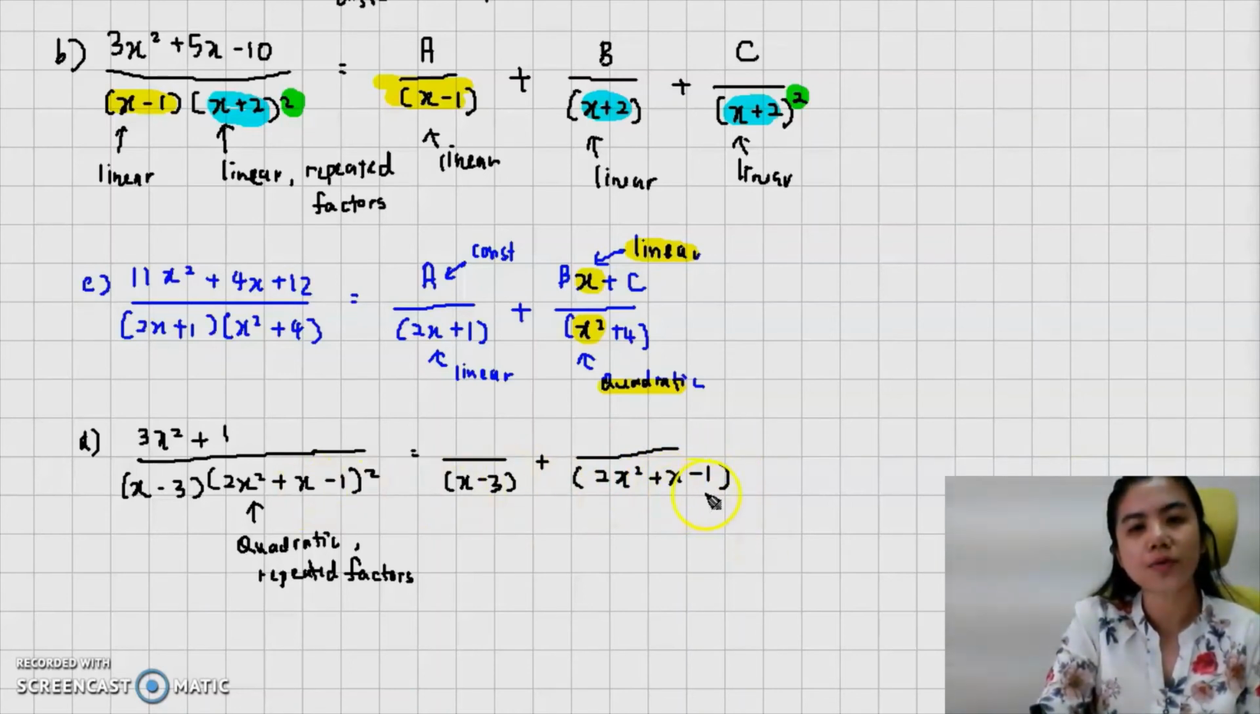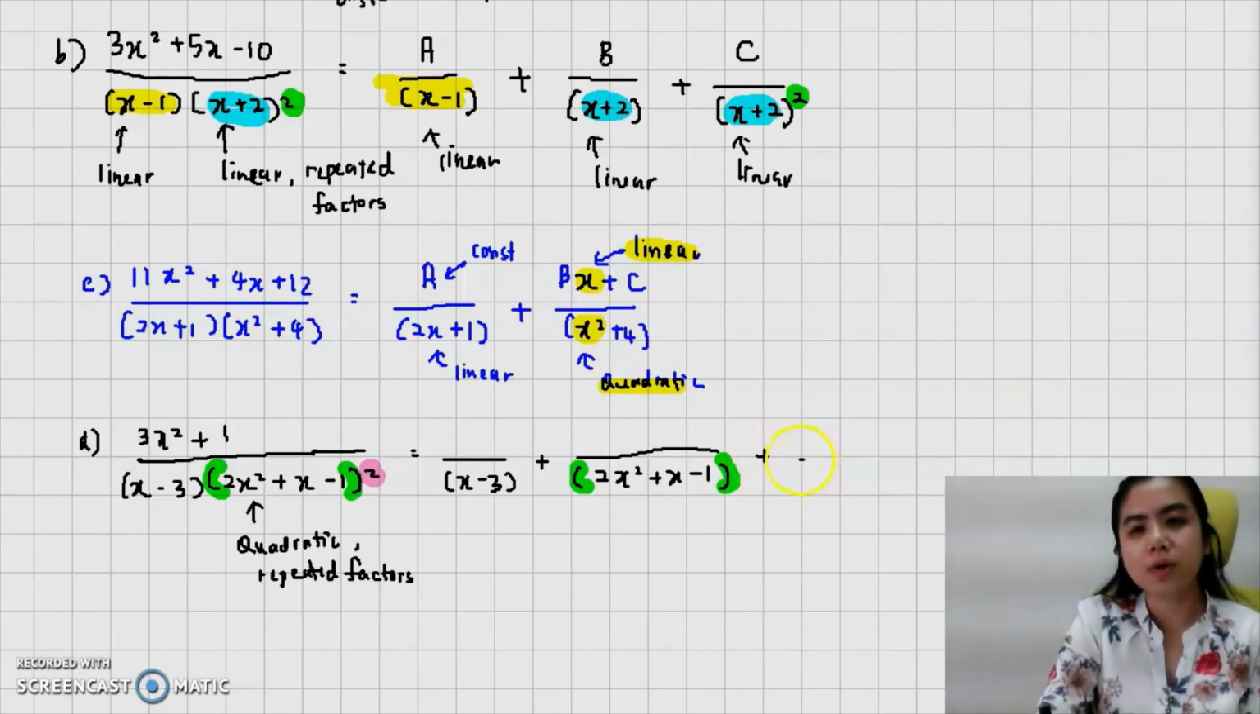But I have to write this denominator one more time because the highest power that I can see for the quadratic is the square, that is power of 2. So that means I have to write it again, until the highest power that you can see, this power of 2. So this is power of 1, this is power of 2.